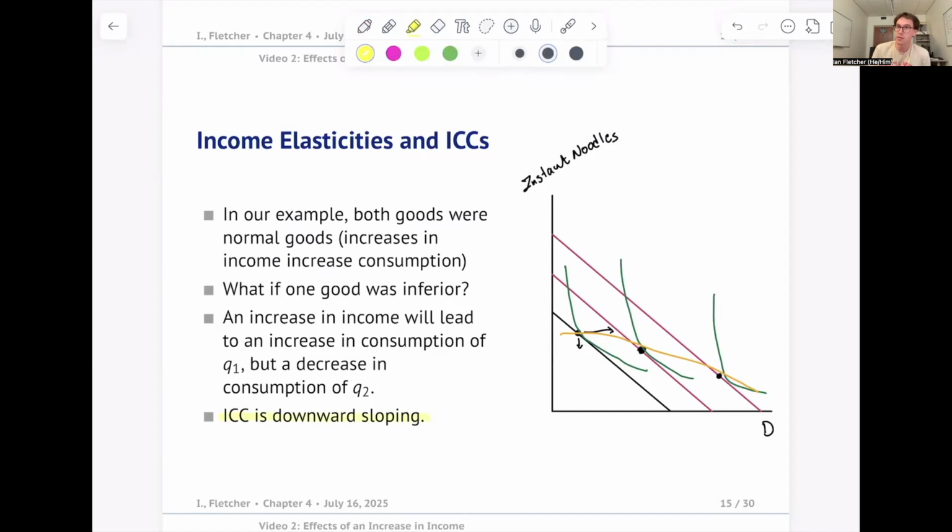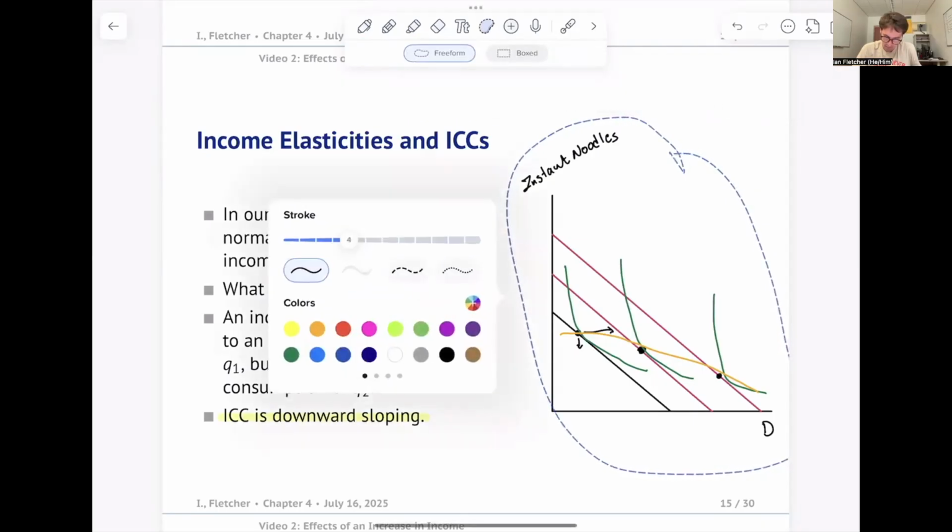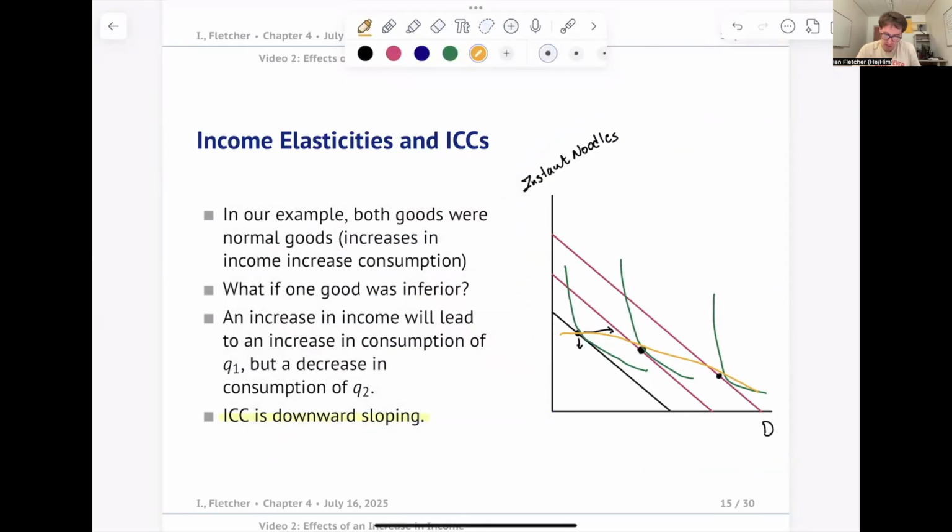right? And so if you wanted to flip the graph as well, I wonder if there's an option for me to flip this graph. No, I don't think there is. Either way, you would be able to get something similar, and your ICC would just look like that instead of like this. You're just going to have it flip the other direction, right?